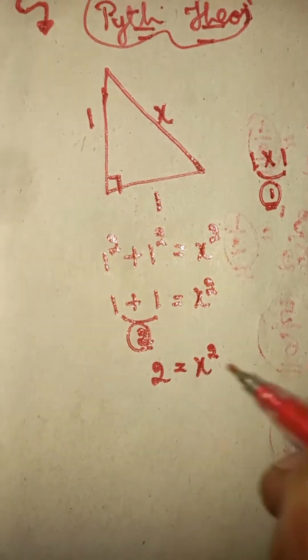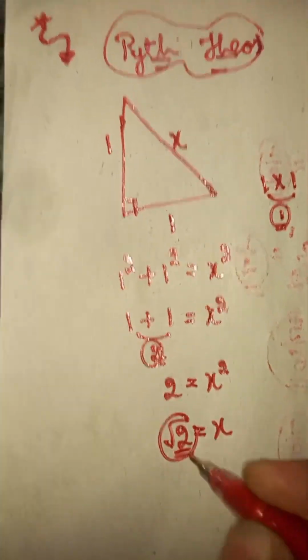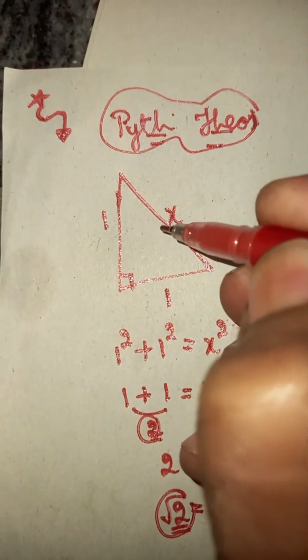If the square comes to this side, it becomes root. Root 2 equals x. Root 2 is the value of this hypotenuse.